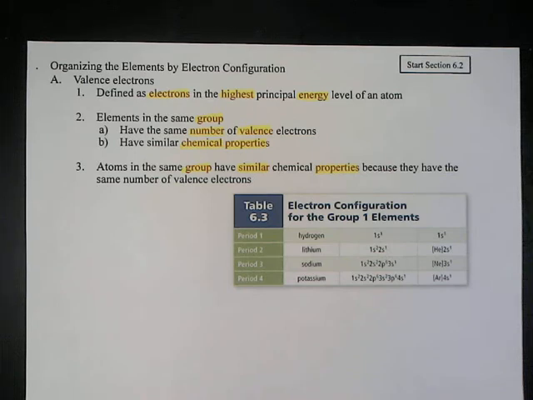All right, welcome back to another episode of Science with Surbeck. Today we're talking about section 6.2, which deals with the classification of the elements.